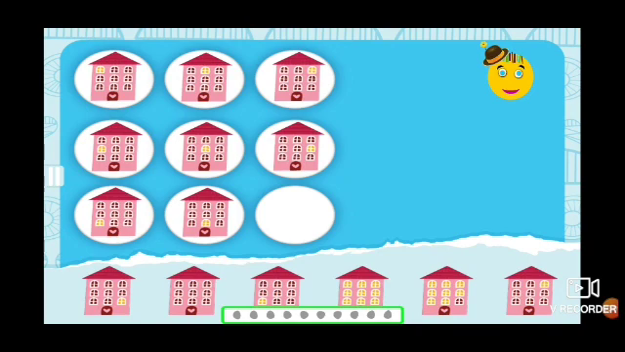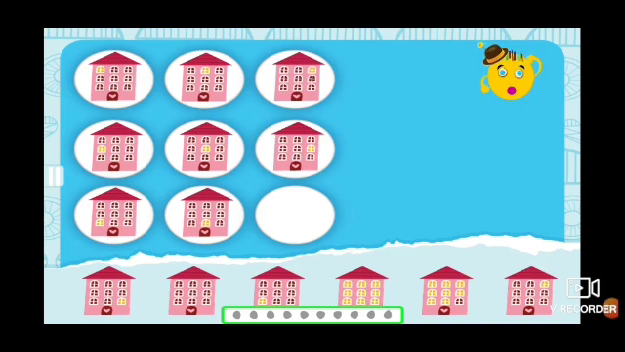Hello dear students, we will see over here the growing pattern. We can see the houses. The first house, we can notice that the first window is yellow in color. Second house, second window. Third house, third window is yellow shaded. Fourth house, fourth window yellow. Fifth house, fifth window yellow. Sixth house, sixth window yellow.